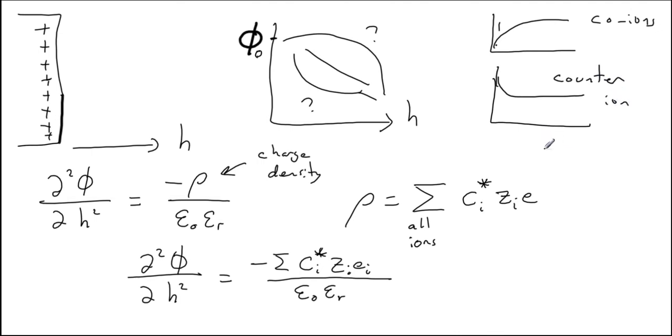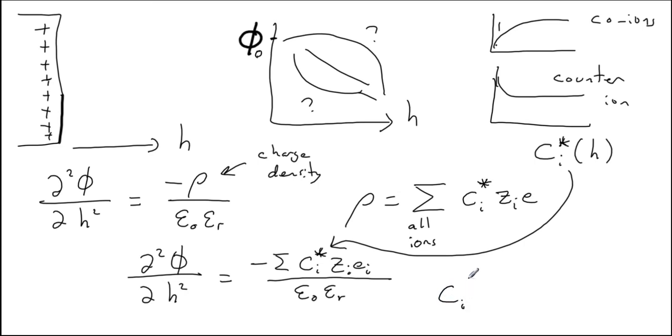What that tells us is that C, the concentration of a particular ion, is going to be a function of distance. We've got to remember that this is not a constant, so we're going to have to come up with an expression for that. Well, fortunately, we already have one. Remember, we said that the concentration of any particular ion is a Boltzmann weighted average of its energy.